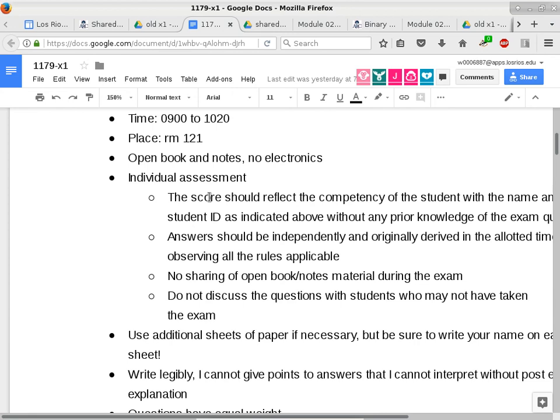The other thing is anything that is in my notes, anything that is presented either in the lab or in the lecture, I cannot explain those things again during the exam. So I cannot answer questions like, what is this gate representing in a schematic? Because those things were introduced in LogicSim and in one of the labs.